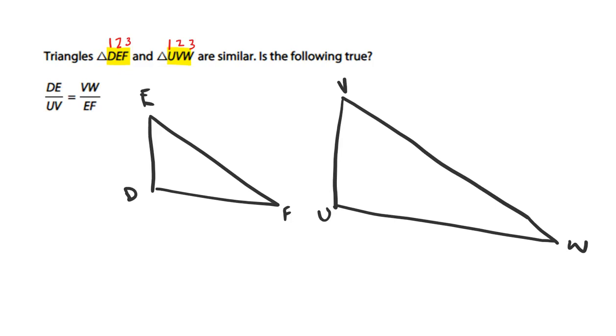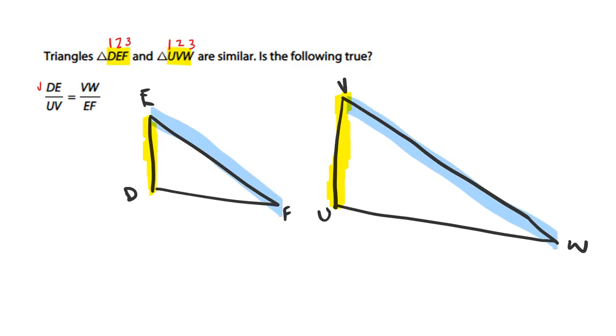So when we're seeing if DE and UV are in the same spot, let's match those up. We have DE right here, and then UV is this side right here. Well, they're clearly in the same spot. So the left side is good. Now let's look at the right-hand side. Are VW and EF in the same spot? Well, we have VW and EF. Those are in the same spot.